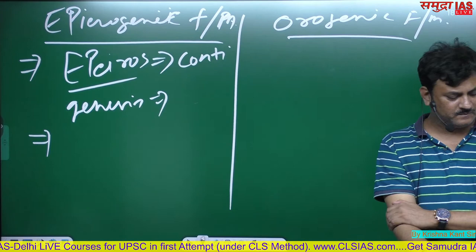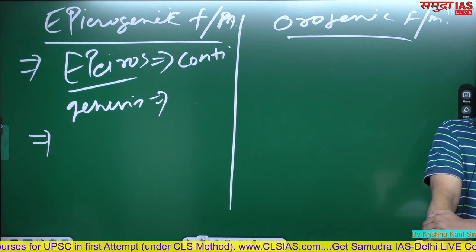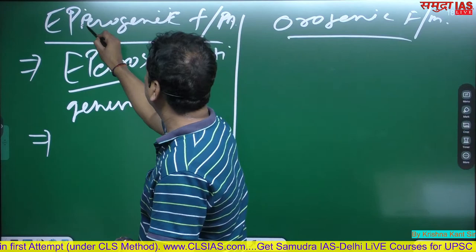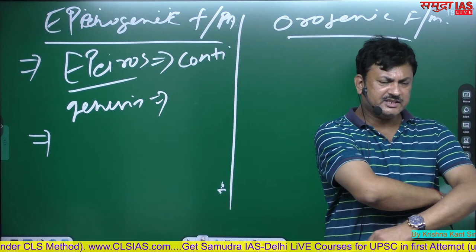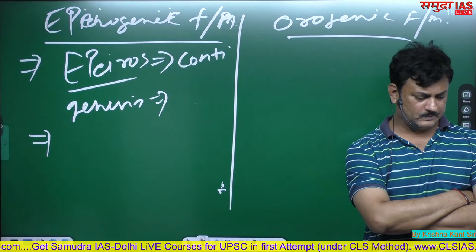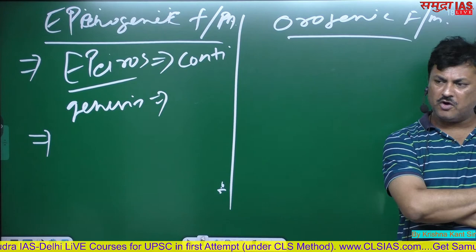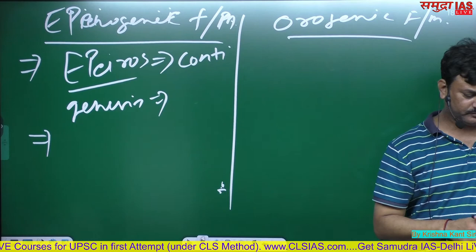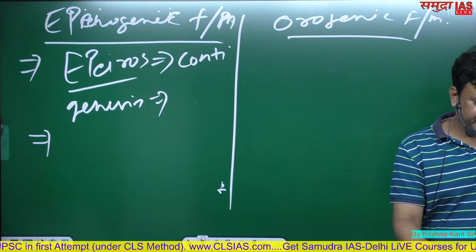Next point. Epeirogenetic movement causes upliftment and subsidence of continental masses through upward and downward movement respectively.